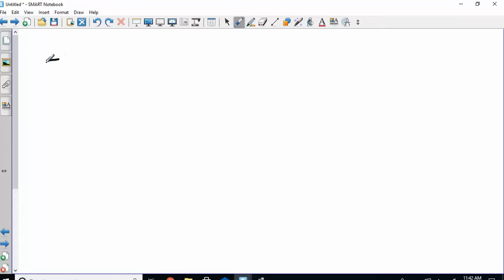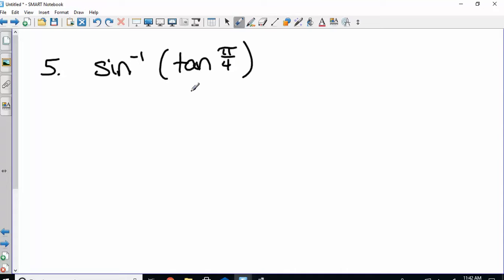Problem number 5. This is very similar, but I switched it. The last one, the inverse was on the inside. This time I had the trig function on the inside. It's kind of a trick question because if I say tangent of pi over 4, don't we know that? It's just the tangent of 45 degrees, which is 1. So sine inverse of 1.